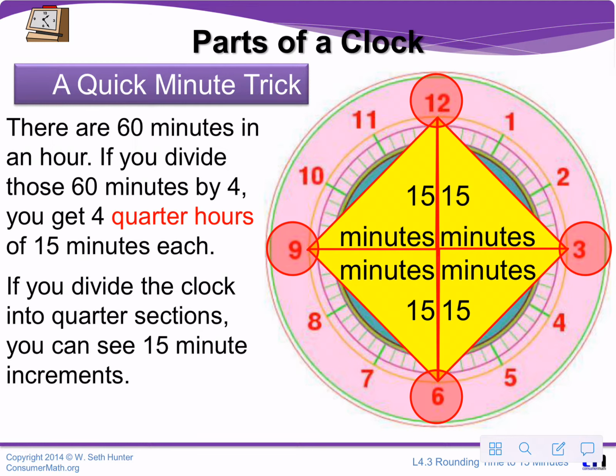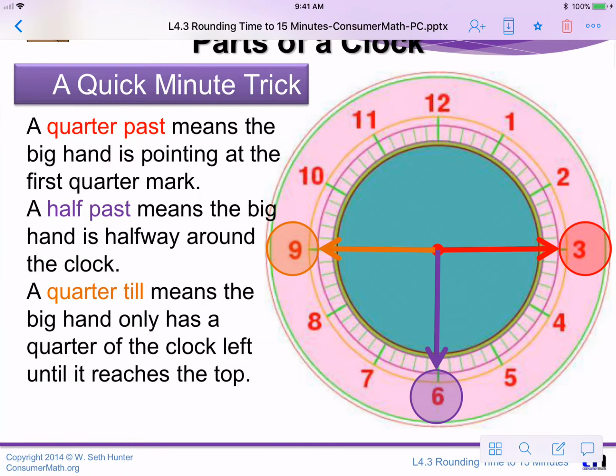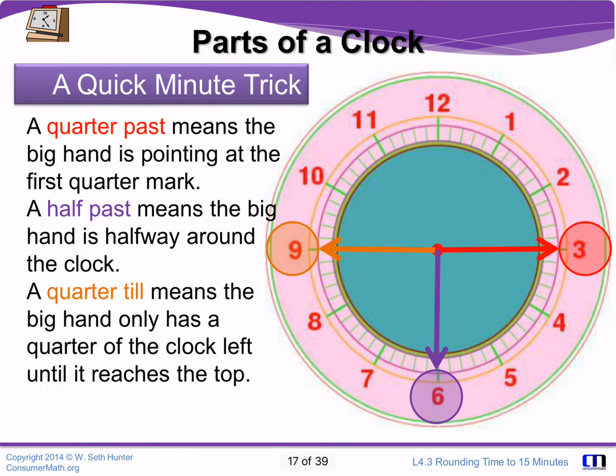A quick minute trick. There are 60 minutes in an hour. If you divide the 60 minutes by 4, you get 4 quarter hours of 15 minutes each. If you divide the clock into quarter sections, you can see the 15-minute increments. A quarter past means the big hand is pointing at the first quarter mark. A half past means that the big hand is halfway around the clock. The quarter till means that the big hand only has a quarter of the clock left until it reaches the top.